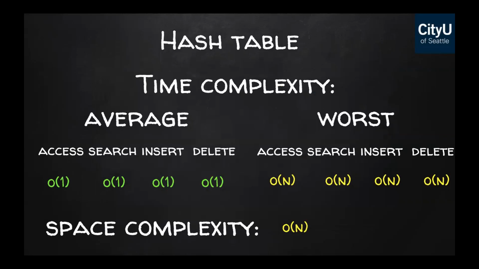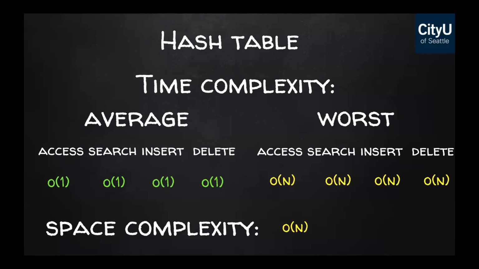Time complexity for hash table. Again, on average, it's super fast, constant time. The worst case scenario, which does not happen all the time though, is O of n. And space complexity is O of n, because the size of the hash table is the size of your items. Let's see more examples that you can use with hash tables.